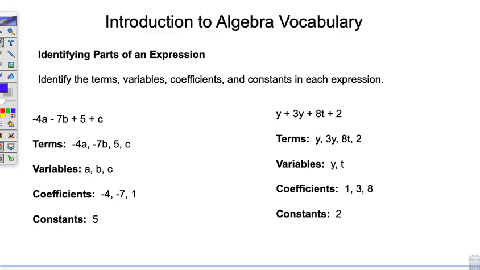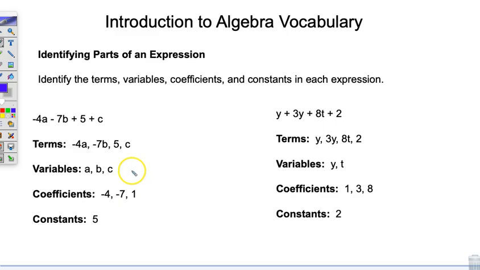Identifying parts of an expression. We can identify terms, variables, coefficients, and constants in expressions. So here are some examples. Our expression here, negative 4a subtract 7b plus 5 plus c. To pick up the terms, they're kind of easy to spot because they're separated by operation signs. So the four terms in the first example include negative 4a, negative 7b, 5, and c.